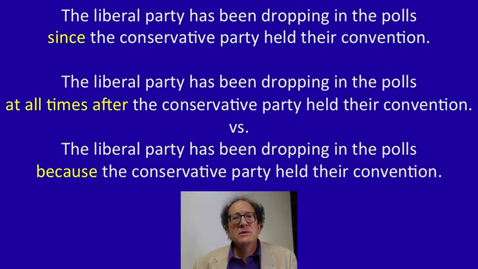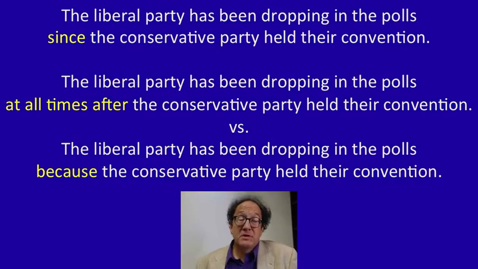One trick that's very useful is to try to substitute a different word. If their claim means pretty much the same as if they had said the Liberal Party has been dropping in the polls because the Conservative Party held its convention, then they're claiming there's a rational relation. But if you can't substitute "because" for "since," then the word "since" is not being used as an argument marker. Now sometimes that's just going to be clear. When it's not clear, what are you going to do? Well, you can ask the person who's talking. You can say, well, tell me, are you saying that the Liberal Party has been falling in the polls because of the Conservative Party convention? Or are you just saying that that's the time when they were falling?